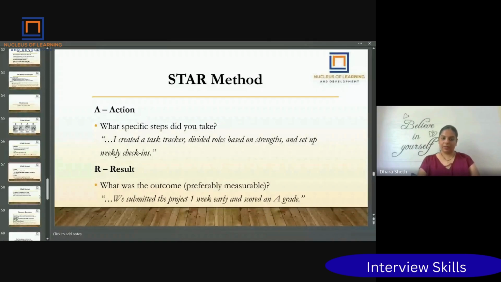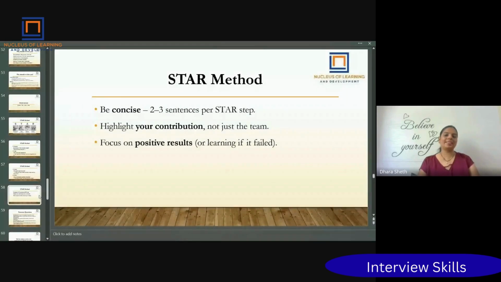Okay. Be concise, 2 to 3 sentences per STAR step. Highlight your own contribution. We are not just talking about how the team worked on the project. This is your job interview. Focus on positive results, and if it failed, focus on the learning. Clear with this STAR method? Everyone?